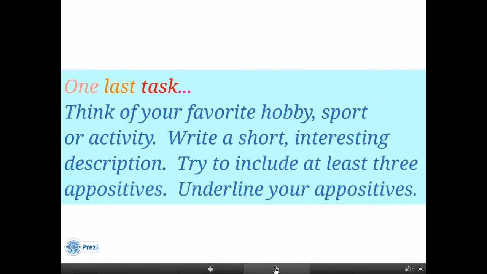All right, you got one last task. You need to think of your favorite hobby, sport, or activity. We would like for you to write a short, interesting description, but you need to try and include at least 3 appositives. Underline your appositives so that you know where they are when you come to class on Monday.